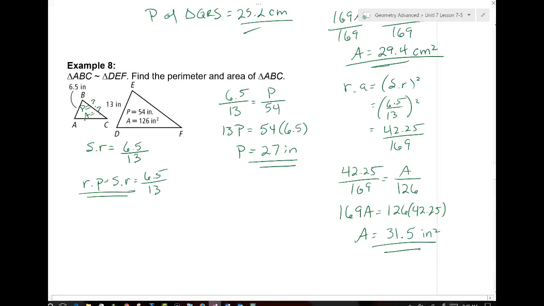And again, let's double check to see if that's logical. Yeah, the area of the larger one is 126. We should have a smaller area for the smaller one. That's 31.5. What do you guys think? Doable? As long as you set up your proportions. Guys, I need to see work. Show me your cross multiplying and stuff, because that's a huge thing, your original setup. Otherwise, that's it for today.